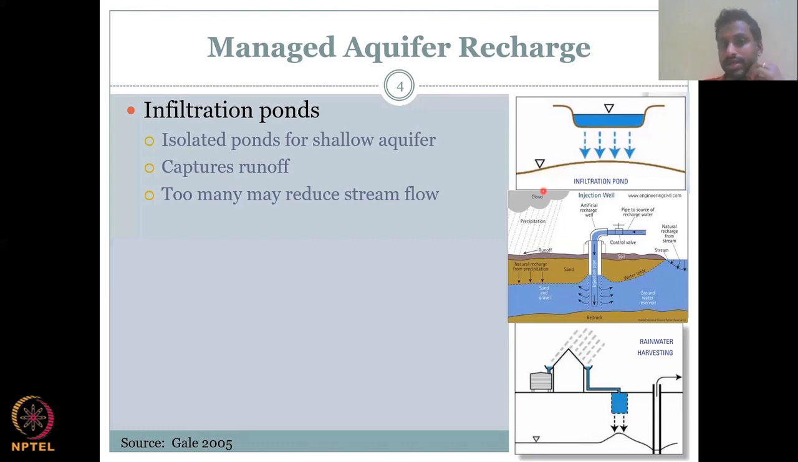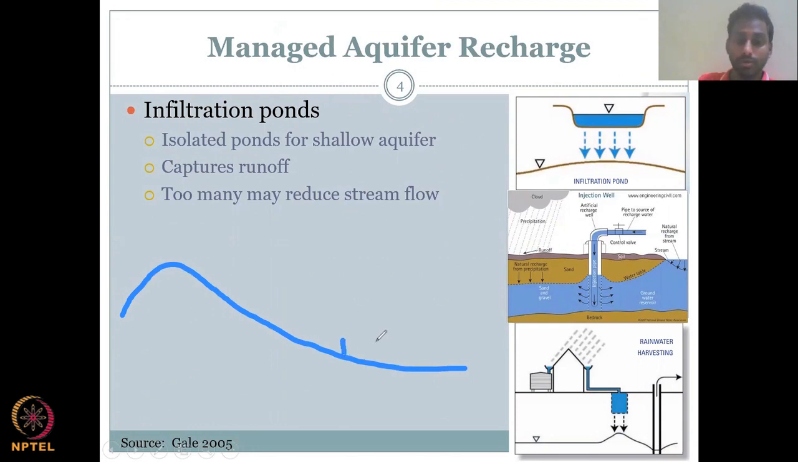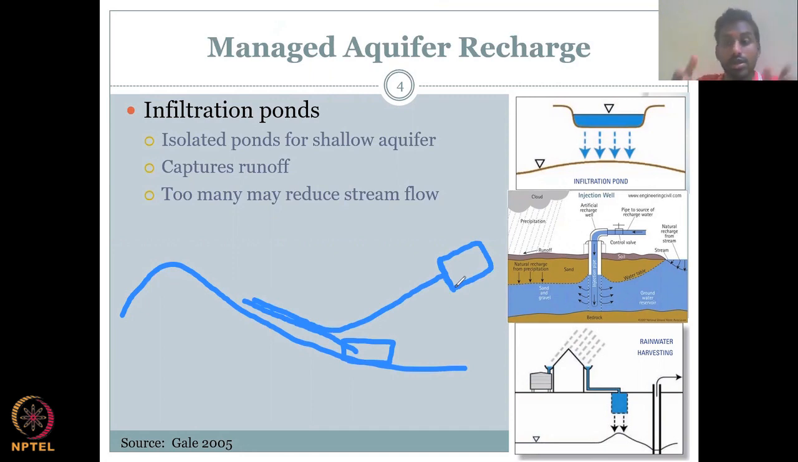So the infiltration ponds capture runoff. It could be as simple as, if this is your land, a slope, you could put a pond along the slope where water can just accumulate, like the picture I showed in the previous slide, or it can be channelized into a small area and then you put the water in. Channel means you collect the water into small canals or channels and then you put the water inside the pond. Basically collecting the water and putting it in.